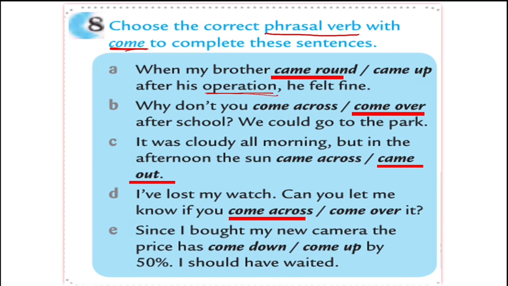And the last one says, since I bought my new camera, the price has come down or come up by 50%. All right, so here I cannot decide yet, but when I read the last thing, I should have waited, here is a regret. So the price went down and it became cheaper. So we have, yes, the verb come down to mean this.